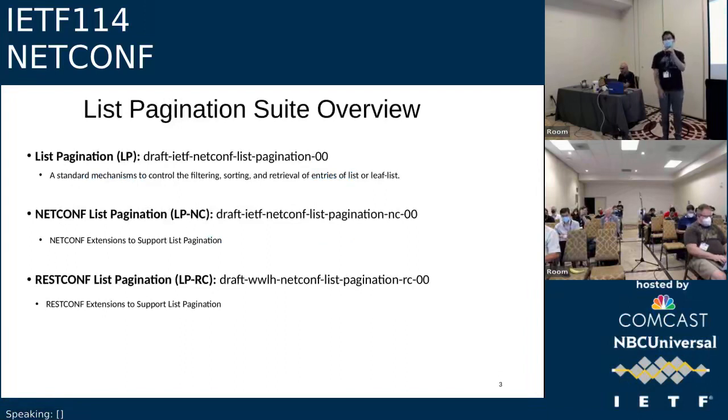We have three relevant drafts, and these three drafts are related to each other. The first one is the list pagination mechanism, which tries to provide a generic mechanism that allows you to do filtering, sorting and retrieval. This is mostly applied to a list or leaf-list. We also provide the NETCONF protocol extension and the RESTCONF protocol extension. The other two use the first generic mechanism as a basis.